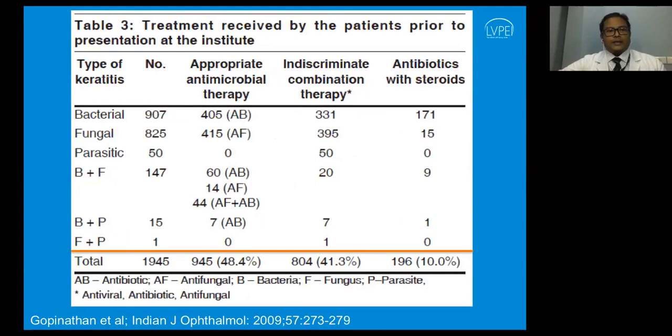And in addition, most of the patients who presented were inappropriately or indiscriminately treated. 41% of patients at presentation had an indiscriminate combination therapy, and less than 50% of patients were actually appropriately treated prior to presentation at a tertiary care center.